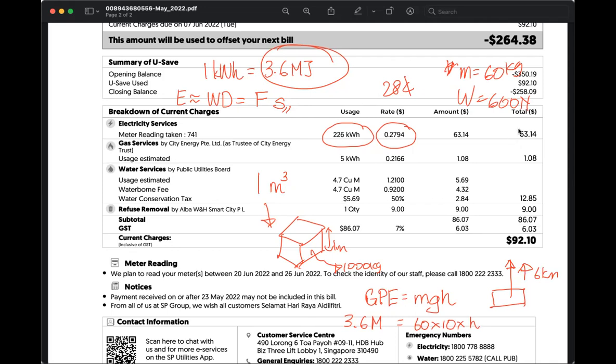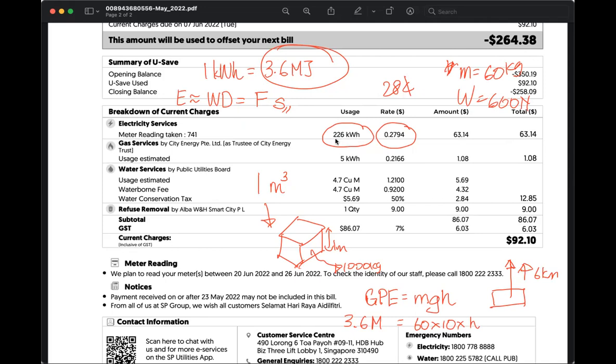Okay, and then how much energy does it cost you? Just 28 cents. Okay, so you pay 28 cents. I can actually bring you up 6 kilometers, almost two-thirds of the height of Mount Everest. So 28 cents can bring you up so high. Okay, so can you imagine if I use 226 kilowatt hour, how much energy I actually use at home?